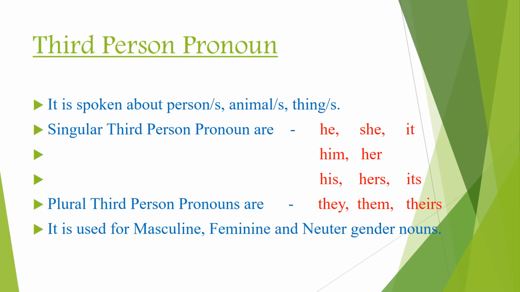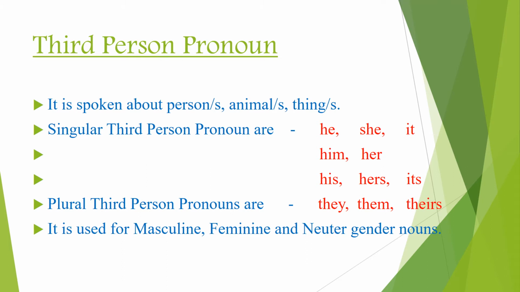And before the examples, the last one is the third person pronoun. Okay, the third person pronoun is again very simple. If I am the speaker, I am the first person pronoun. You are the listener, so you become the second person pronoun. And if we are talking about someone else, a person, an animal, or a thing, then that person or animal or thing becomes the third person pronoun.